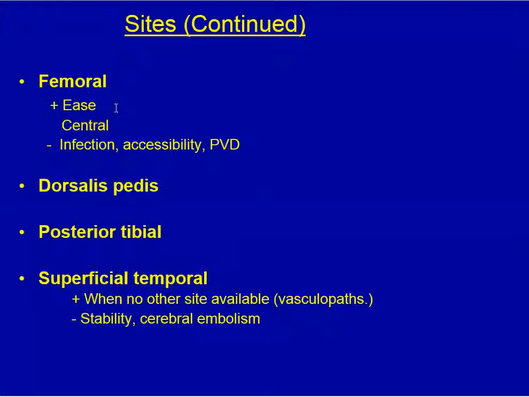Pedal pulses are inviting. I find them a little more difficult to place and not to last as long. And finally, there's the superficial temporal. We have an occasional patient who has no good arteries available in the extremities, and the superficial temporal may be the only place you can get a line. This works very well in the anesthetized, quiet patient. However, they're not very stable once they're awake. And furthermore, since it's a branch of the carotid artery, there's extreme risk of cerebral embolization if one isn't careful.